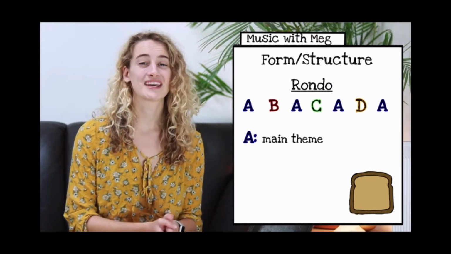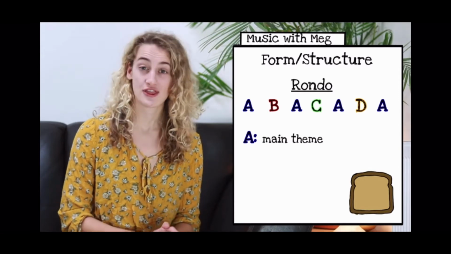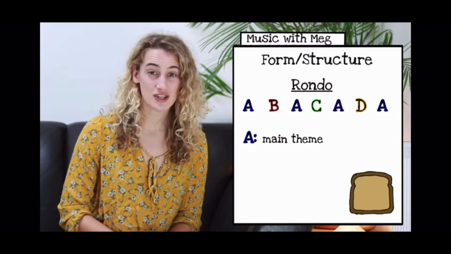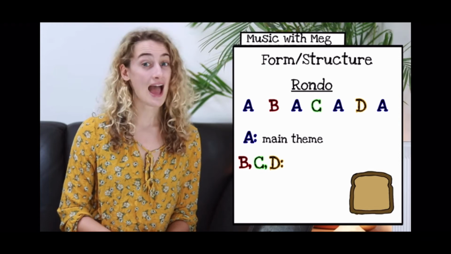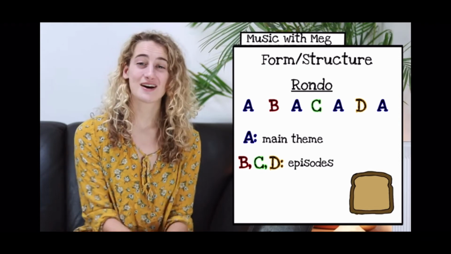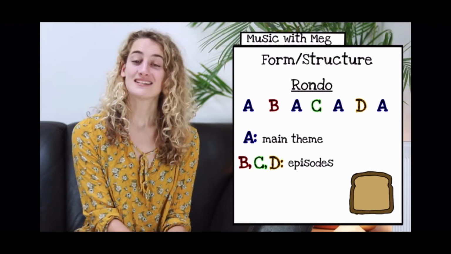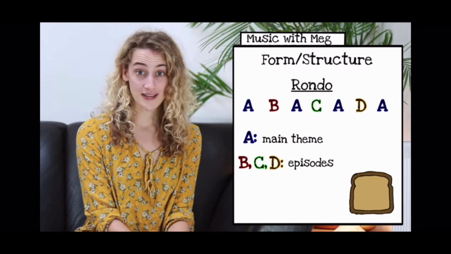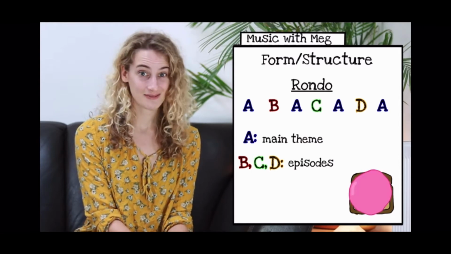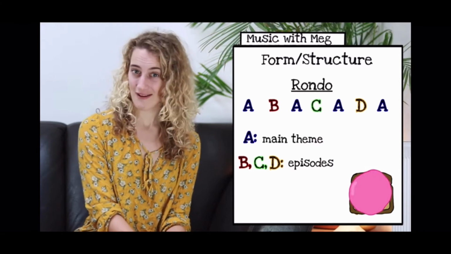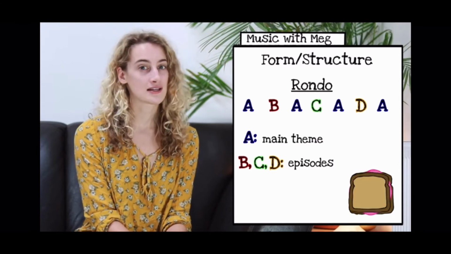Now the music will keep coming back to A, the theme, but in between each theme, there are other musical ideas, and we call these episodes. If A is our piece of bread, then B, C, and D are our fillings. So let's put B on. B is going to be ham. And then, before we can have another filling, we need to put our slice of bread on top.